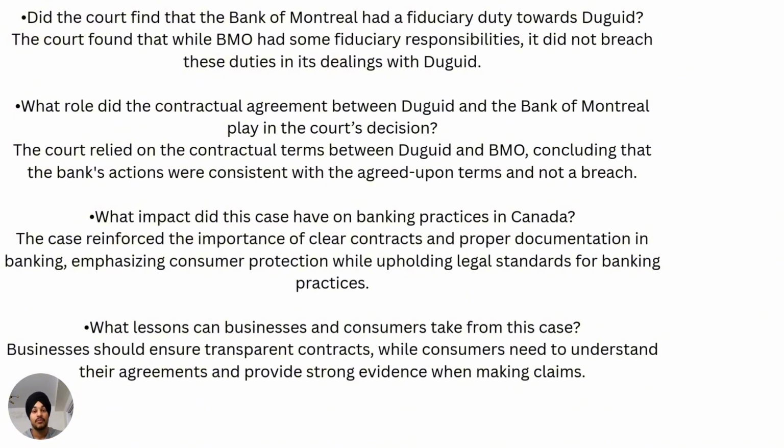On the second page, the first question was, did the court find that the Bank of Montreal had a fiduciary duty toward debtors? The answer is, the court found that while BMO had some fiduciary responsibility, it did not breach this duty in its dealings with debtors. And the next question is, what role did the contractual agreement between Duguid and the Bank of Montreal play in the court's decision? The answer is, the court relied on the contractual terms between Duguid and BMO, concluding that the bank's actions were consistent with the agreed-upon terms and not a breach.